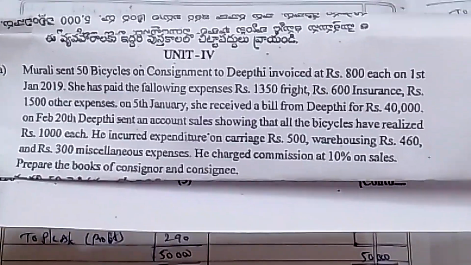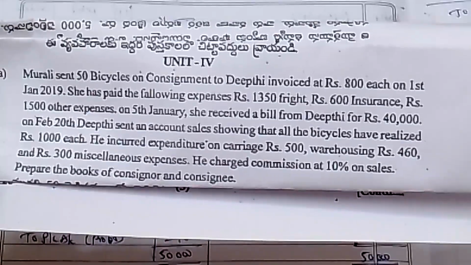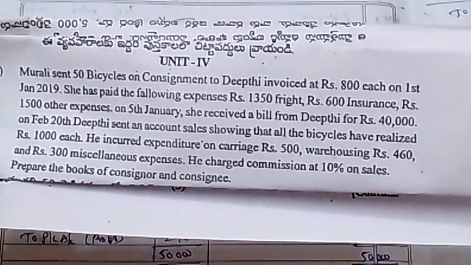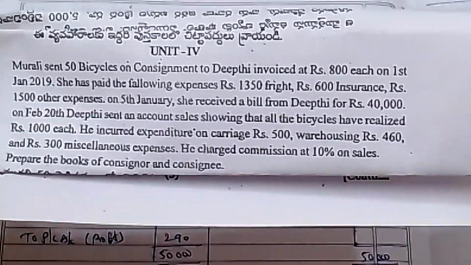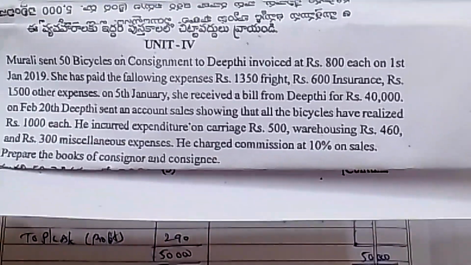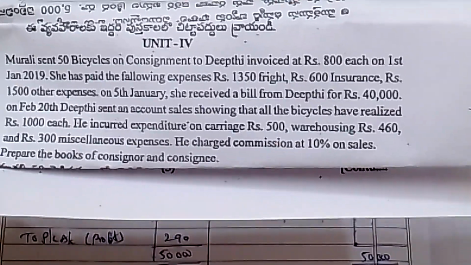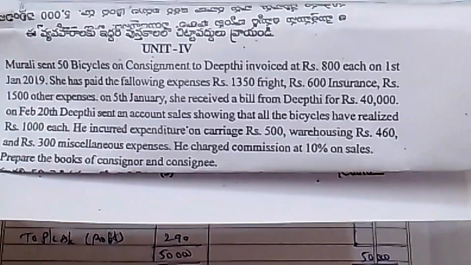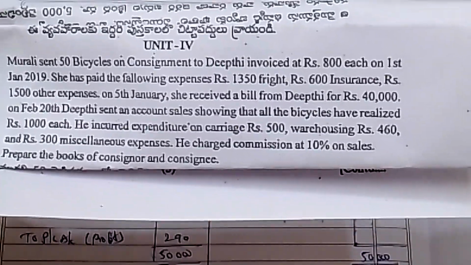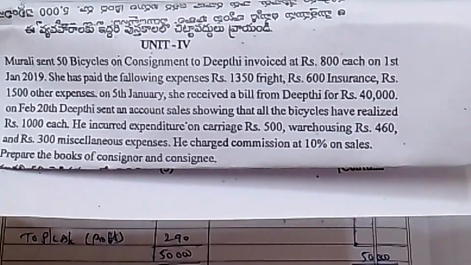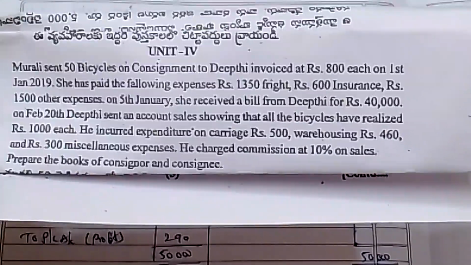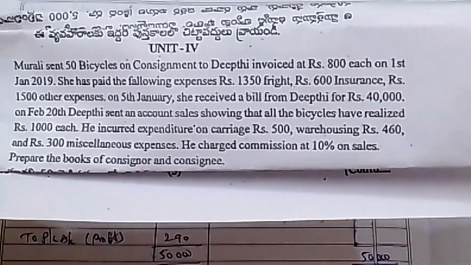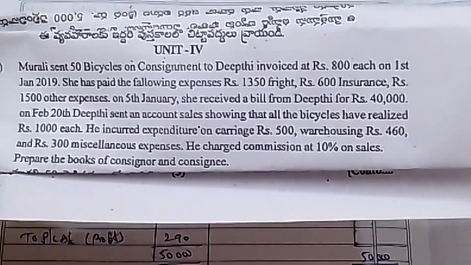On 5th January, he received a bill from Deepthi for 40,000 rupees as advance. On 20th February, Deepthi sent the account sales showing that all the bicycles were realized at 1,000 rupees each. So 50 into 1,000 is 50,000. He incurred expenses: carriage 500, warehouse 460, miscellaneous expenses 300. Deepthi charged 10% commission on sales. Prepare the books of consignor and consignee.